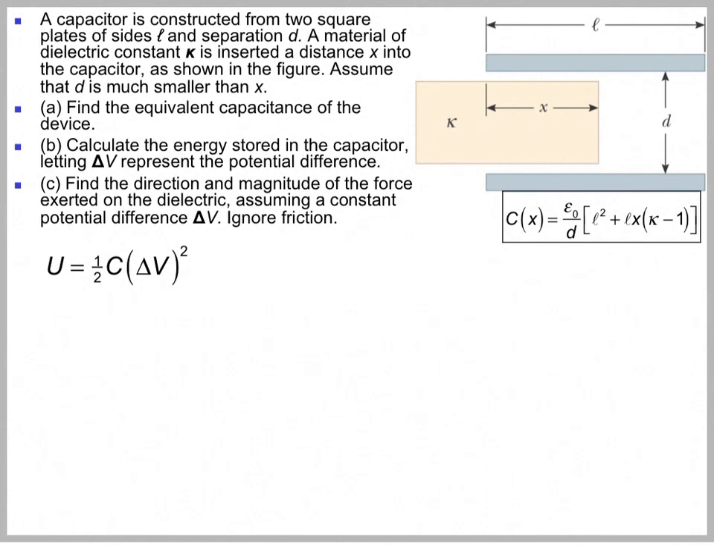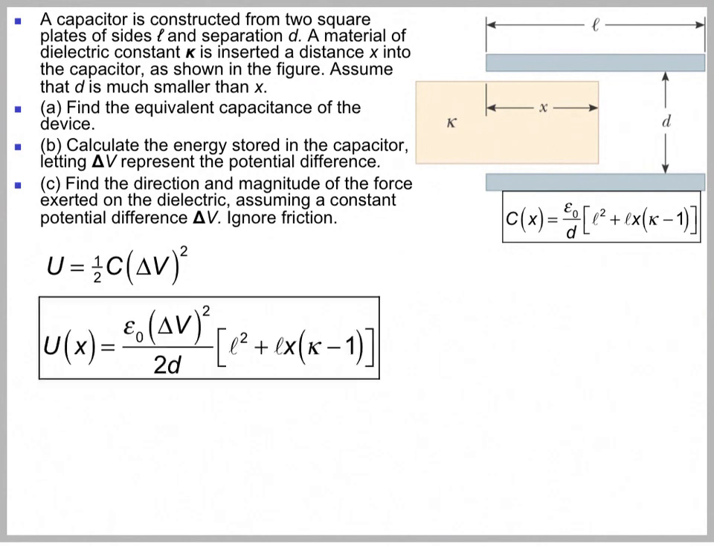Now that we know the capacitance, we can find the potential energy. The potential energy is 1/2 CV squared. So we plug it in, we can get the potential energy as a function of x. It's going to be 1/2 epsilon naught delta V squared over D times the same L squared plus Lx times kappa minus 1.